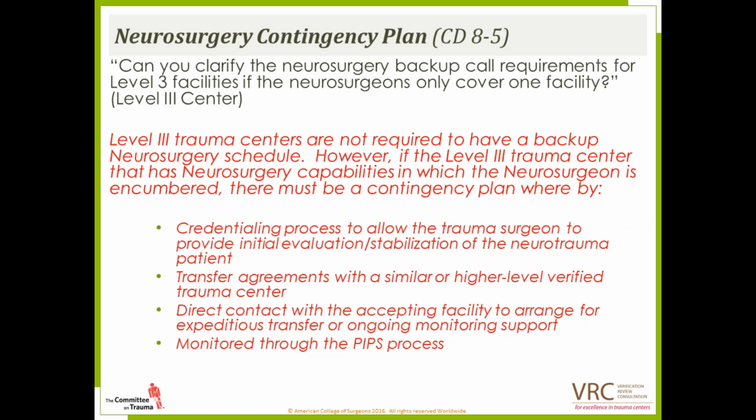But if you do have these capabilities and the neurosurgeon is encumbered, say if you have just the one neurosurgeon and they're in the OR, the contingency plan has to have either a credentialing process to allow the trauma surgeon to provide initial evaluation to stabilize the patient and then transfer them out, or a transfer agreement with the higher level verified trauma center, with direct contact with the accepting facility, and monitor those cases through the PIPS process.